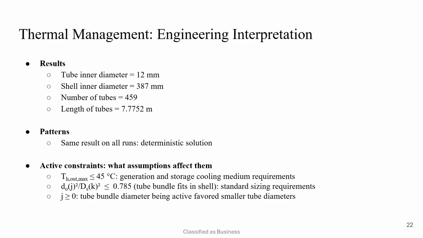We found that no matter what our input parameters were, the same deterministic solution would come out of our runs. There are only 3 active constraints in use for those optimized solutions: the hot side maximum output temperature, which is driven by generation and storage's cooling medium requirements, the tube bundle being able to actively fit into the shell, and the minimum diameter available for the tubes, as they were drawn toward smaller tubes overall.